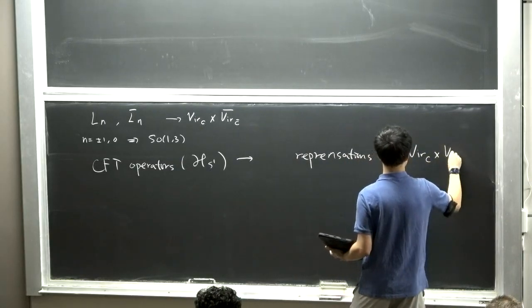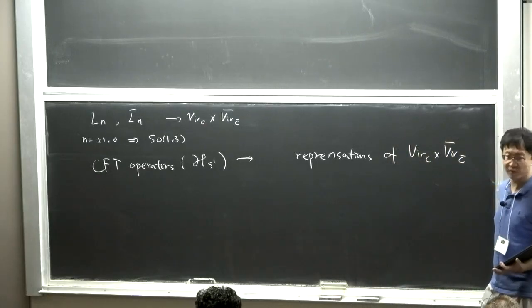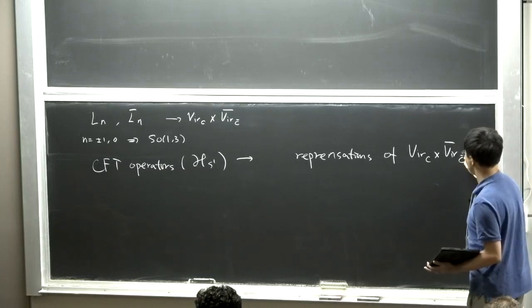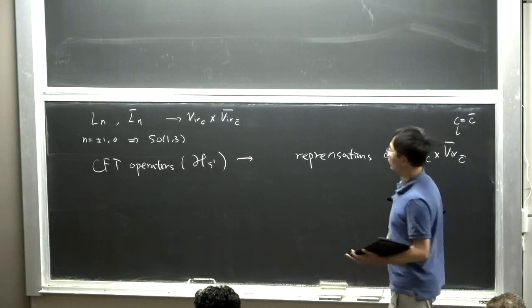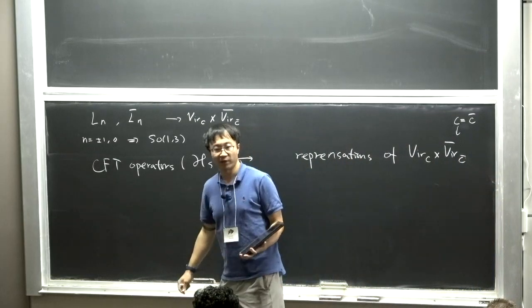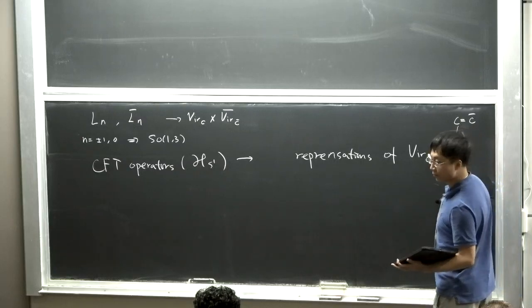For simplicity, I'll focus on the case when the holomorphic and anti-holomorphic Virasoro symmetries are characterized by the same central charge, namely c equal to c bar. That corresponds to the case when there's no gravitational anomaly. There is interesting physics in the cases when they are not the same, but for simplicity, we'll focus on this case.